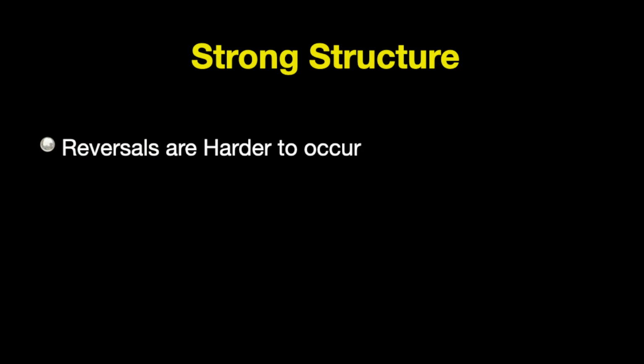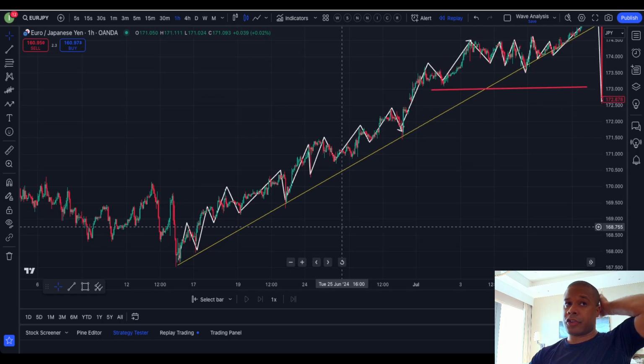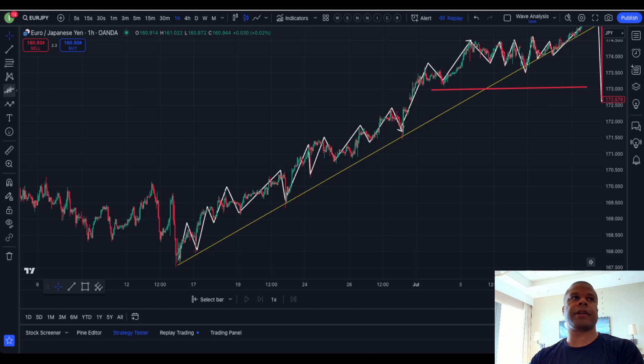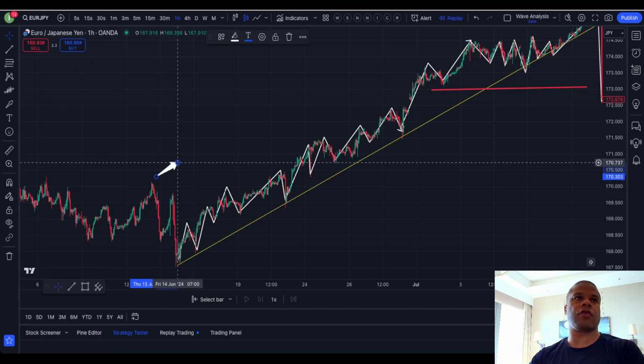And so when a reversal happens, when structure is changing, you can have a better idea spotting, looking for certain things and know, okay, yeah, structure looks like it's definitely shifting. Okay, so let's talk about strong structure. Normally, with strong structure, reversals are harder to occur. So when we looked at this, look at this. This would be considered strong structure, and you can see that was a little harder. This was considered strong structure, right?